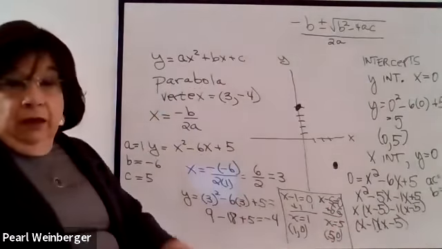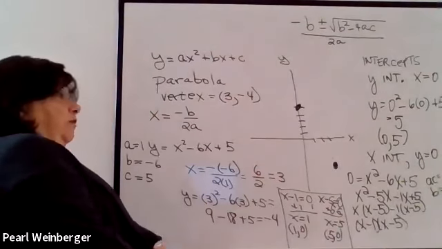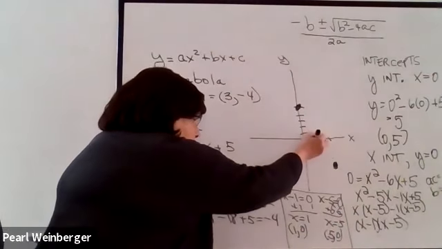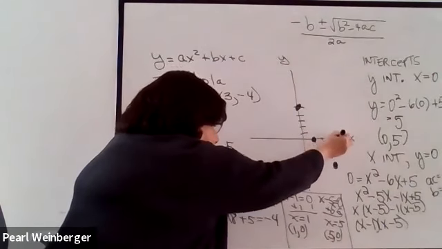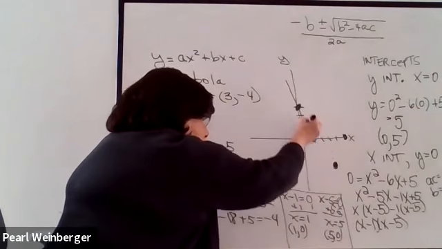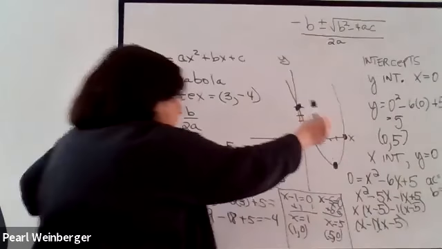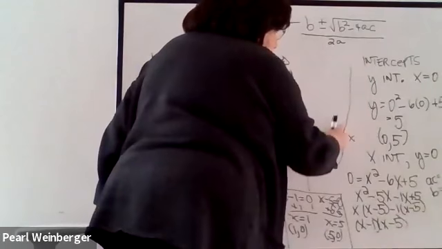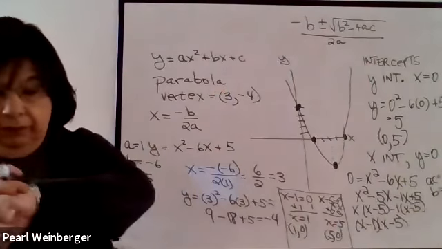Remember that you can only have one y-intercept, but you could have, and very often do have, 2 x-intercepts. One is here at 1, 0, and the other one, here's 1, 2, 3, 4, 5. Here's 5, 0. And now I can really draw a nice graph. Out a little bit more like that. And that's what my parabola will look like.